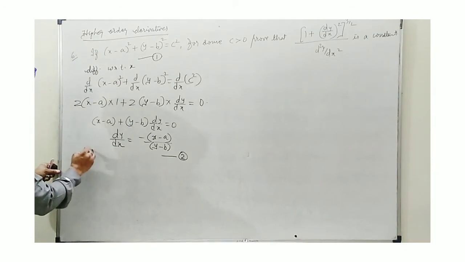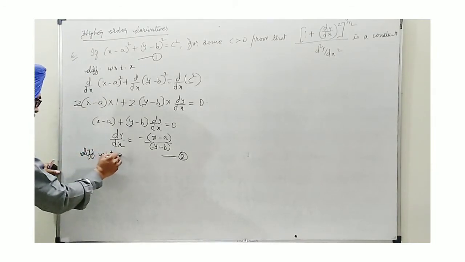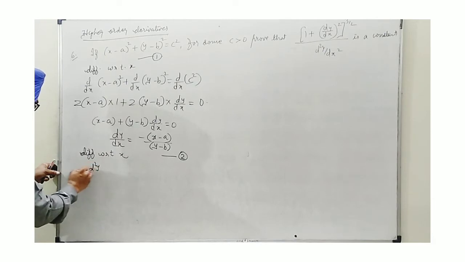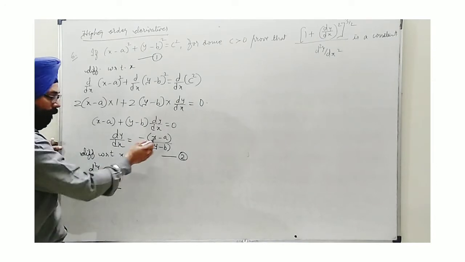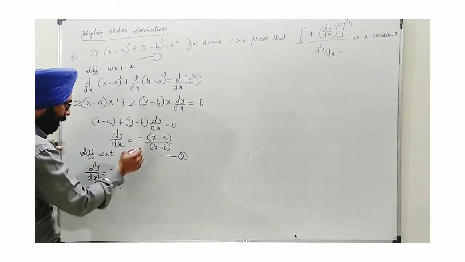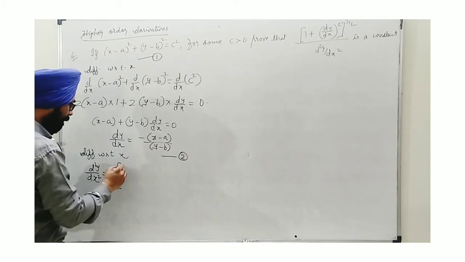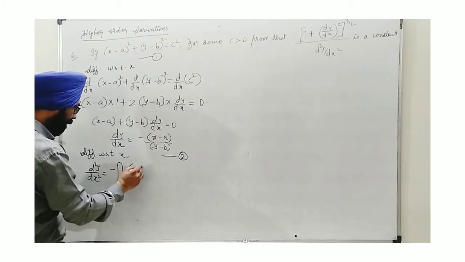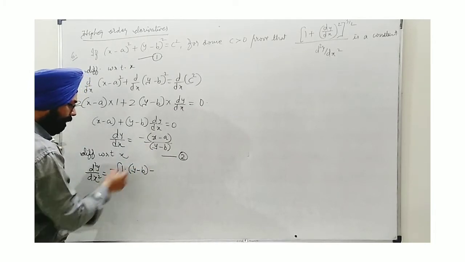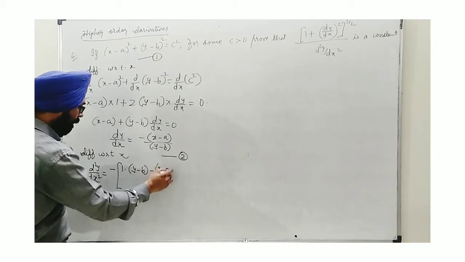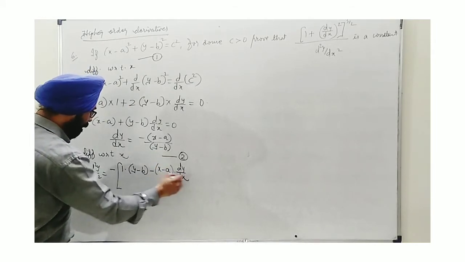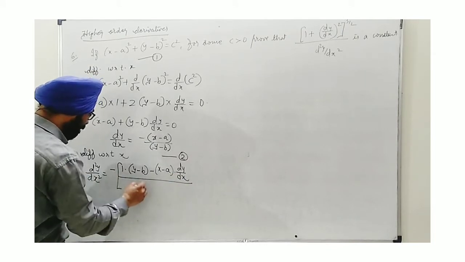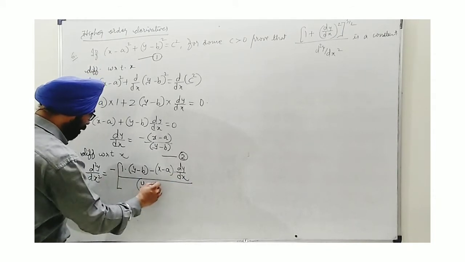Differentiating with respect to x, I find d²y/dx² minus remains as it is. First of all, we operate on the numerator x minus a. Here we can see it's 1, y minus b as it is, minus x minus a numerator as it is, and the differentiation of y minus b becomes dy/dx, and in the denominator the square of y minus b.